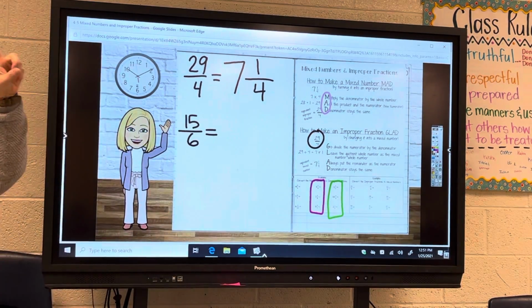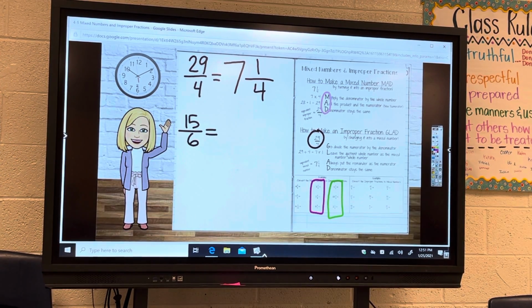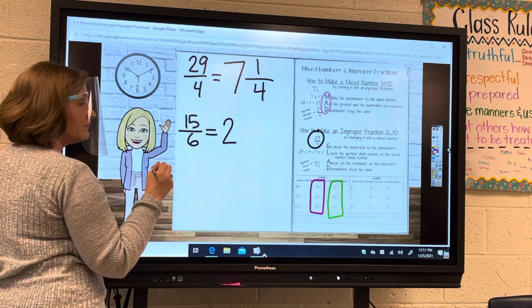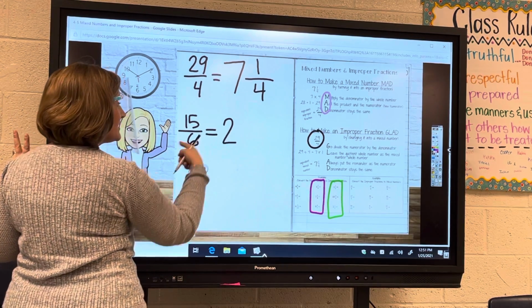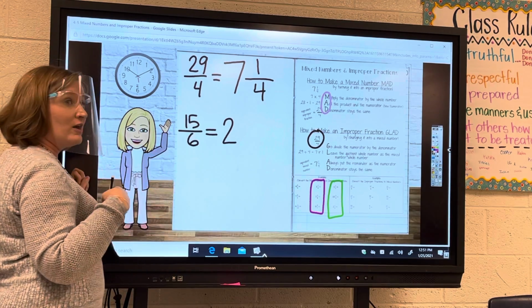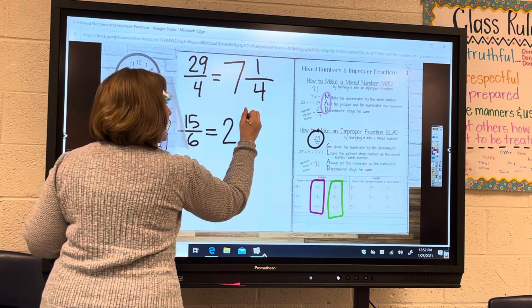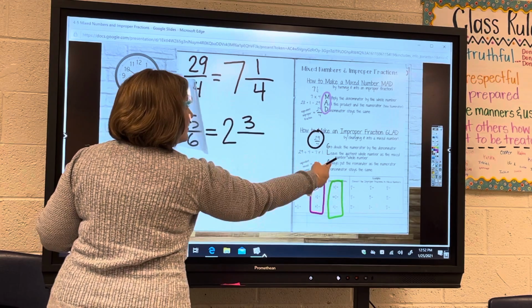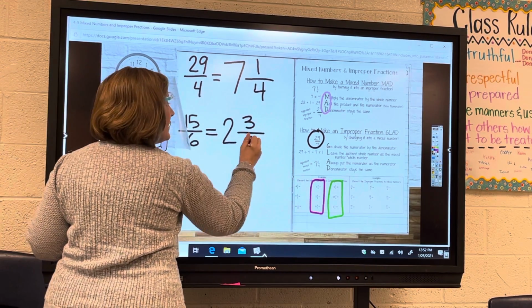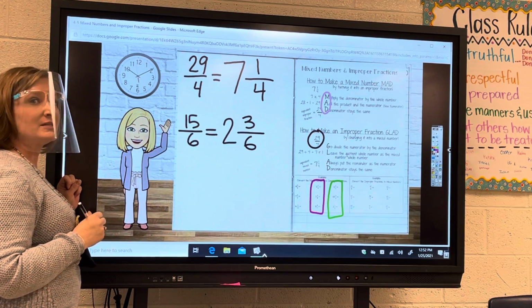First step, go divide. 6 will go into 15. How many whole times? Twice. How many are left over? What's 2 times 6? 12. So 15 minus 12 is 3. Always put the remainder as the numerator. The denominator does what? Stays the same.